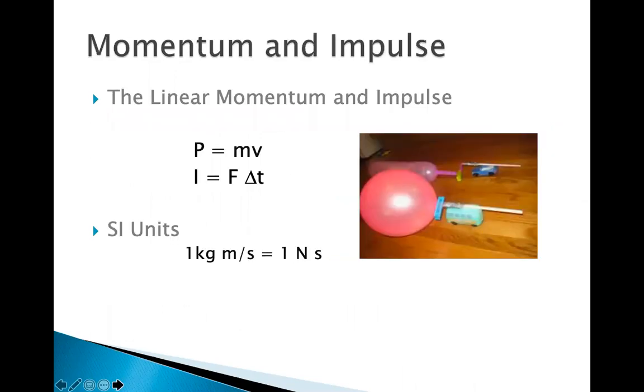We introduced two new concepts. Momentum, by definition, equals mass multiplied by the velocity of an object. And impulse, by definition, is the force between two objects during a collision multiplied by the time, which is the duration of the collision. They both have the same units: kilogram meters per second equals Newton times second.